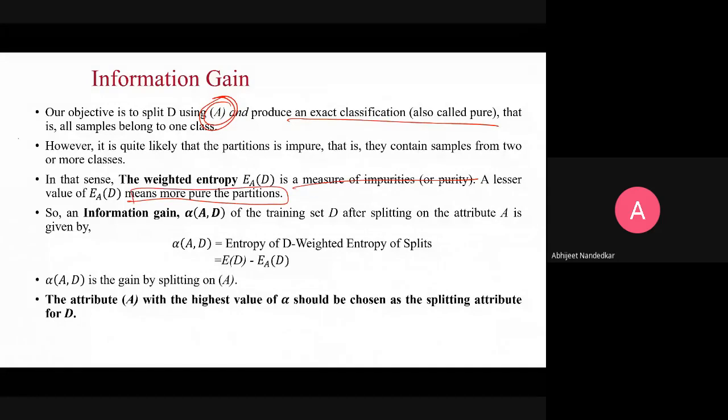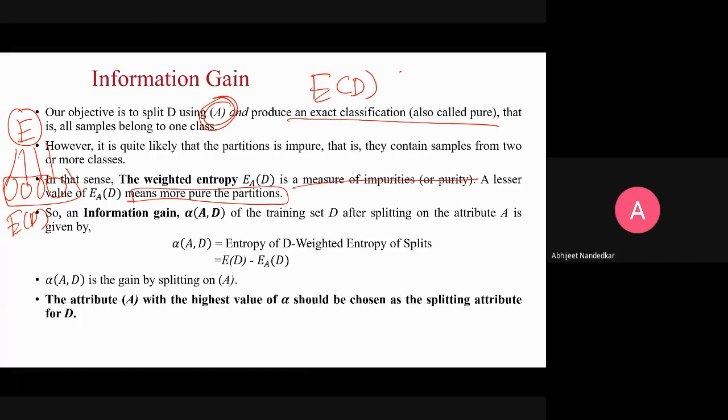So when you go from the top node E and you split it into many nodes and you get some entropy here, say E_A(D), and E_A(D) is less than E, then you have gained some information. Okay, so you have reduced the uncertainty if you are doing like this. So if your partition is able to reduce the uncertainty, then it is good. So we will keep on reducing the entropy.